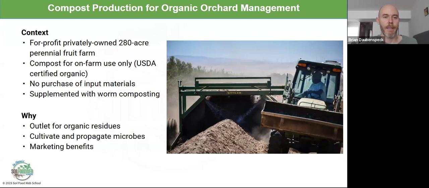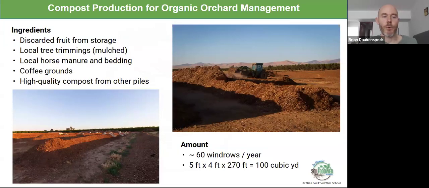Good. Next slide. So what were the ingredients that we used? Discarded fruit from storage. On this particular farm, we harvested fruit extremely ripe. One of the benefits is that the fruit tastes amazing and better than anywhere else you get it. But the downside is you throw away a lot of fruit. It goes bad in storage if you don't sell it right away. So we had literal tons and tons of fruit that we could put in this compost pile as green materials.